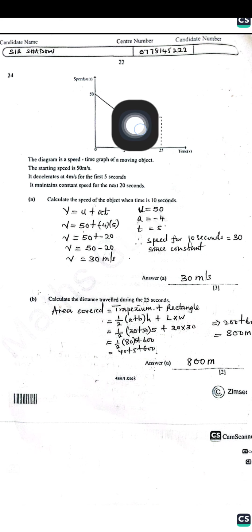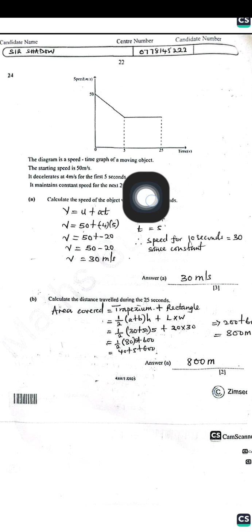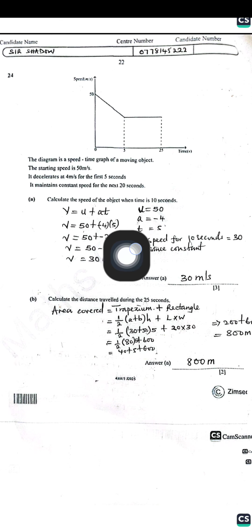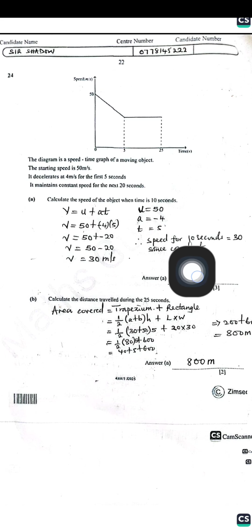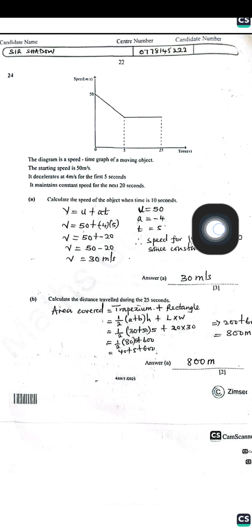Why? Because the object is moving at a constant speed. So the speed for 5, 6, 7 up to 25 is all the same. Why? Because the object, or the car, is moving at a constant speed. So the speed for 10 seconds is 30 meters per second.